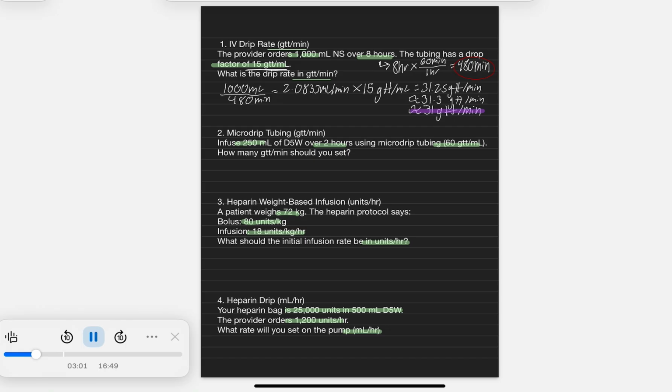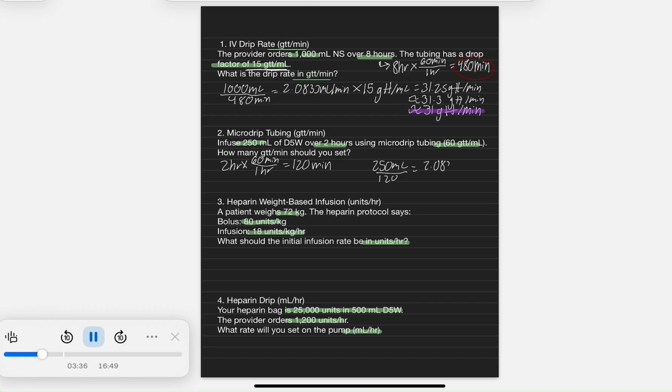Now, for this second one, it's going to be very similar to the last problem. Again, you're going to start with converting those 2 hours into minutes. So 2 times 60, that is 120 minutes. We're going to divide mLs by min again. This is also going to give us 2.0833 mL per min.